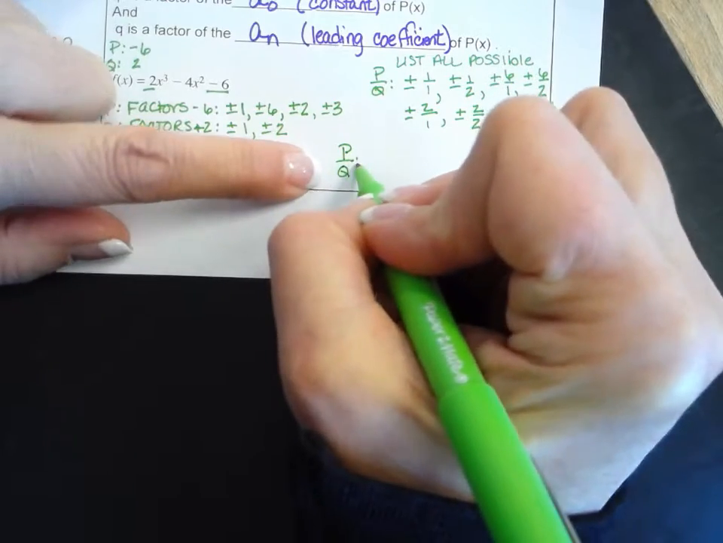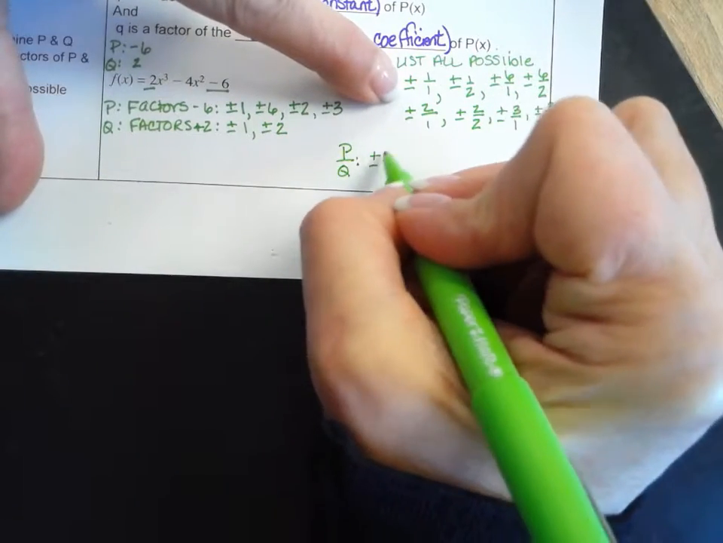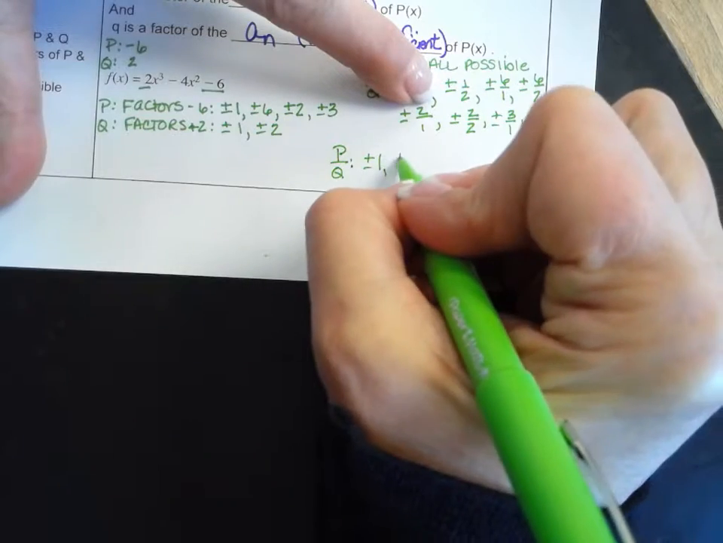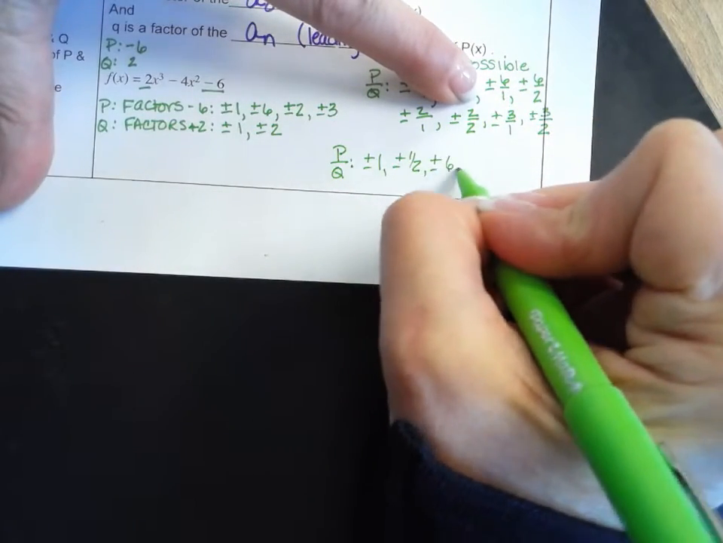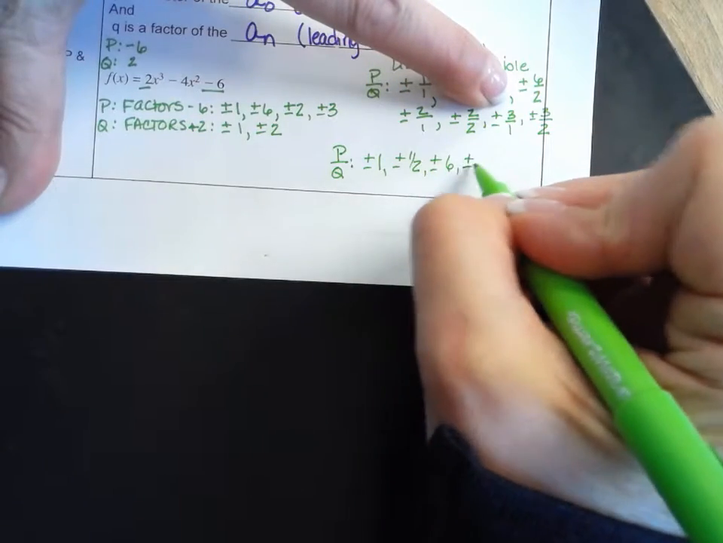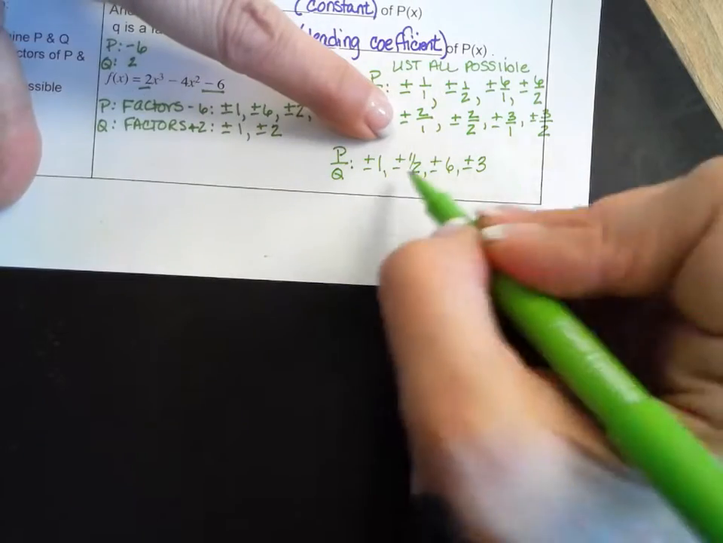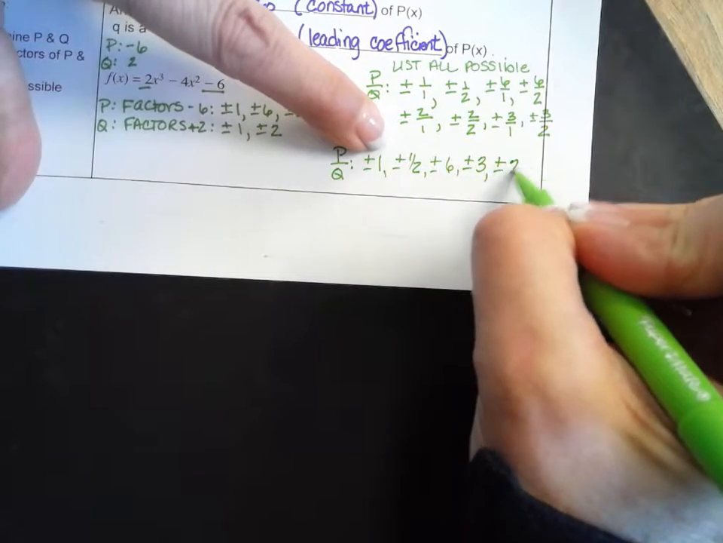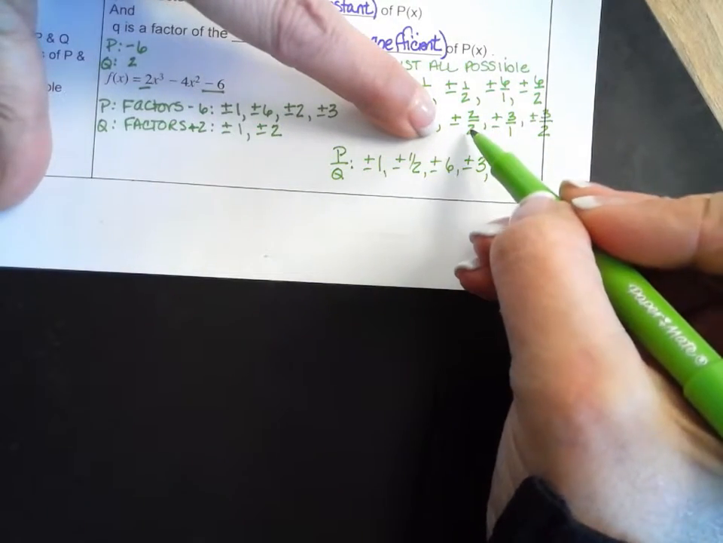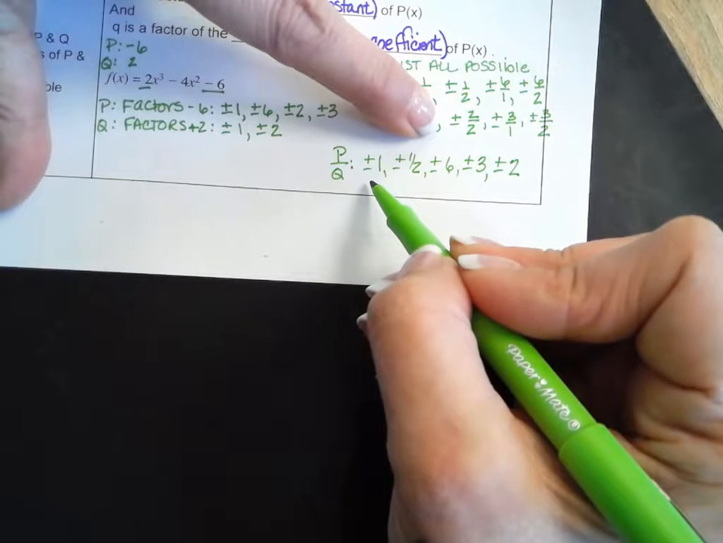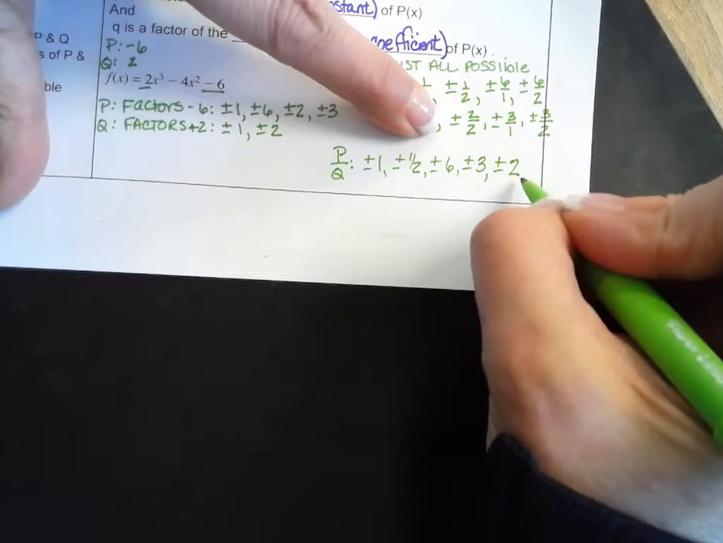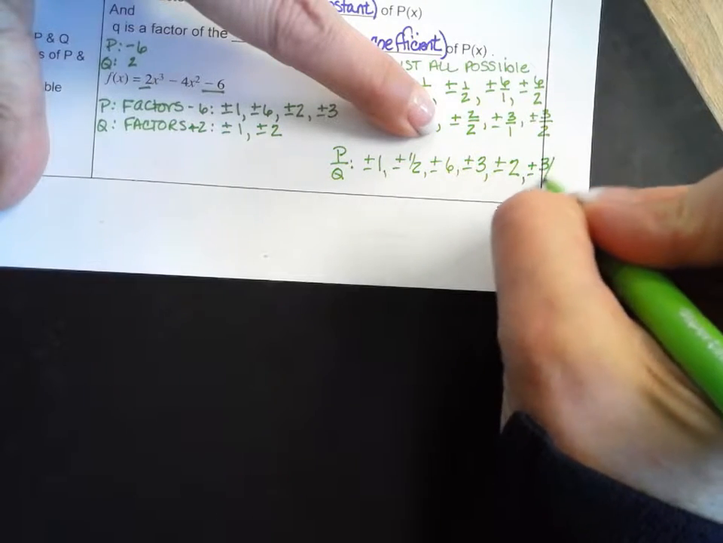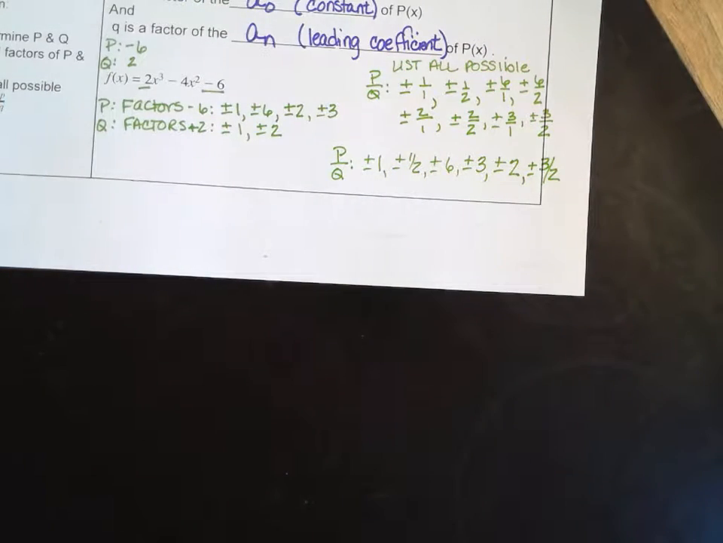simplify and look at it, we have plus or minus 1. I have plus or minus 1/2. I have plus or minus 6. I have plus or minus 6 divided by 2 gives me 3. I have plus or minus 2. 2 over 2 is 1. I already have that one. 3 over 1 is 3. I already have that one. And so plus or minus 3/2.